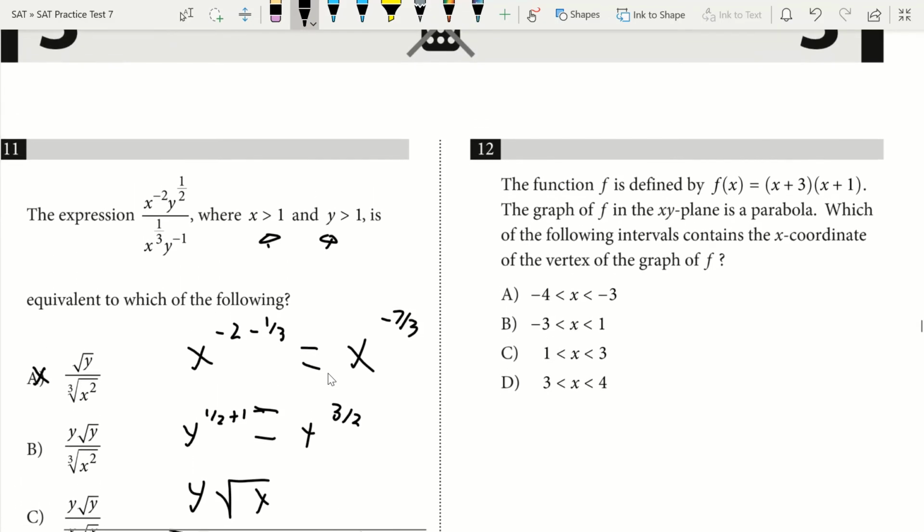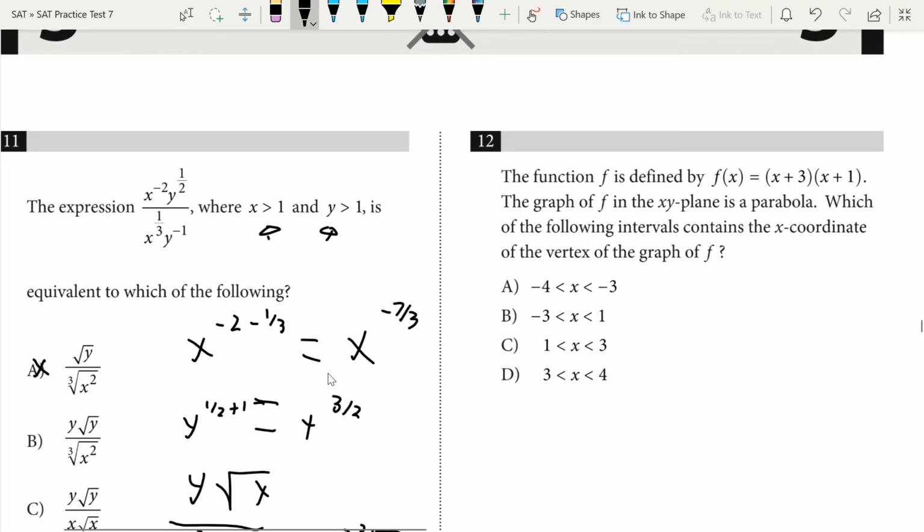Alright, question 12. The function f is defined by f of x is equal to x plus 3 times x plus 1. The graph of f in the xy plane is a parabola. Which of the following intervals contains the x-coordinate of the vertex of the graph of f? Alright, our vertex is going to be in between our zeros. Our zeros are x equals -3 and x equals -1. So our vertex then is going to be -2. Right, I'll just put that as v. It's going to be x equals -2. So we have answer choice B, because that is the only one that contains the point -2.